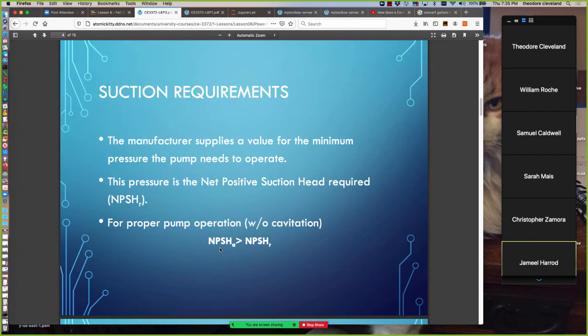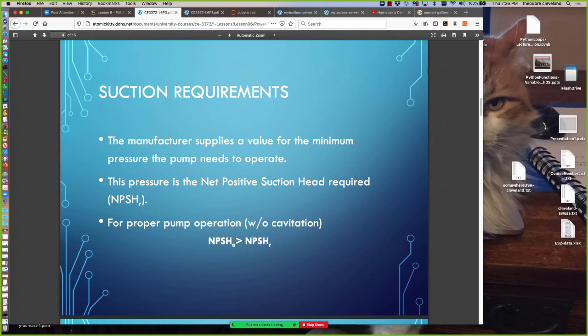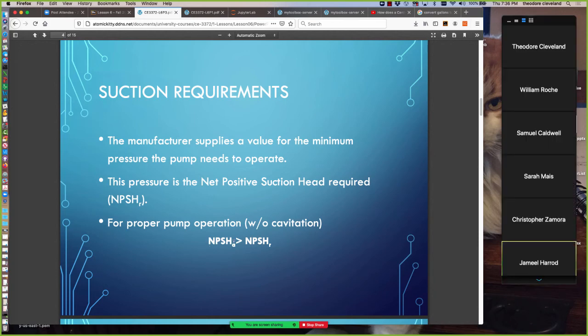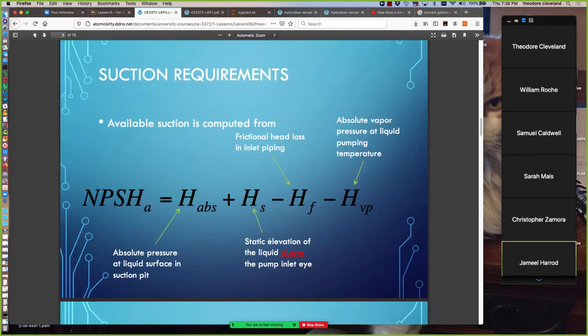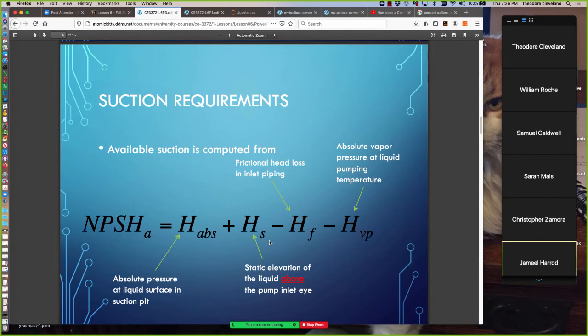The requirements are provided by the manufacturer of the pump, and they provide a value for the minimum pressure the pump needs to operate. That pressure is called the net positive suction head required. The net positive suction head available is a calculation that we, the engineer, can make. And for the system to operate without cavitation, we need the net positive suction head available to be greater than the net positive suction head required. So how do we get the net positive suction head available?